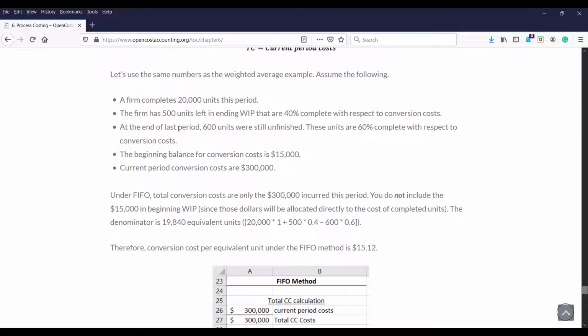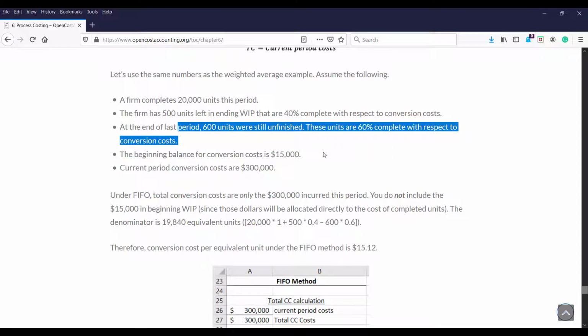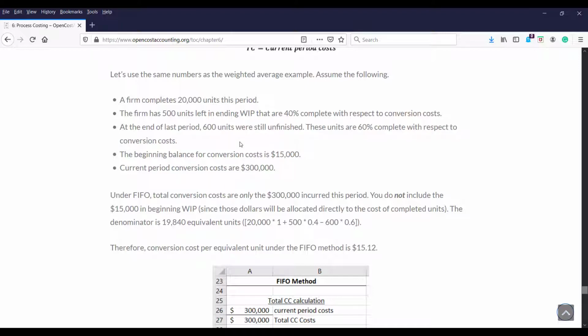We care, though, that the beginning WIP units are 600 and they're 60% complete with respect to conversion costs because that's going to lead to the equivalent units in the beginning WIP, because we subtract those out from our denominator. We have a beginning balance for conversion costs of $15,000. That is to say, of our beginning WIP balance, $15,000 of that is from conversion costs. And that doesn't matter for the rate calculation. We're going to ignore that number right here.